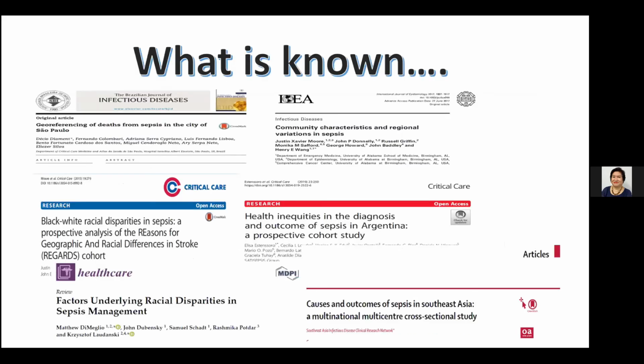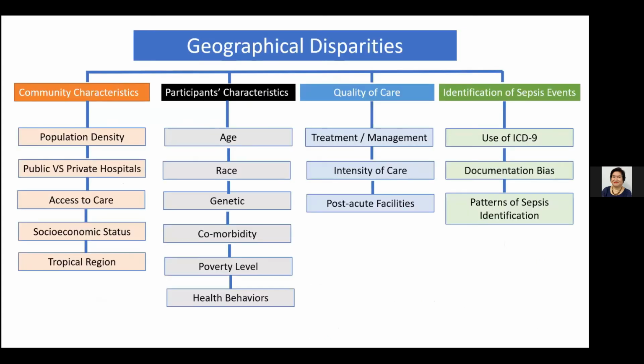The intent of the succeeding presentation is not to show a conclusive picture of disparities, but rather to take a look at some of the studies that present samples of disparities as they relate to factors affecting geography and sepsis outcome. Geographic disparities are often described and studied in relation to community and participants' characteristics, quality of care, and methods in the identification of sepsis events.